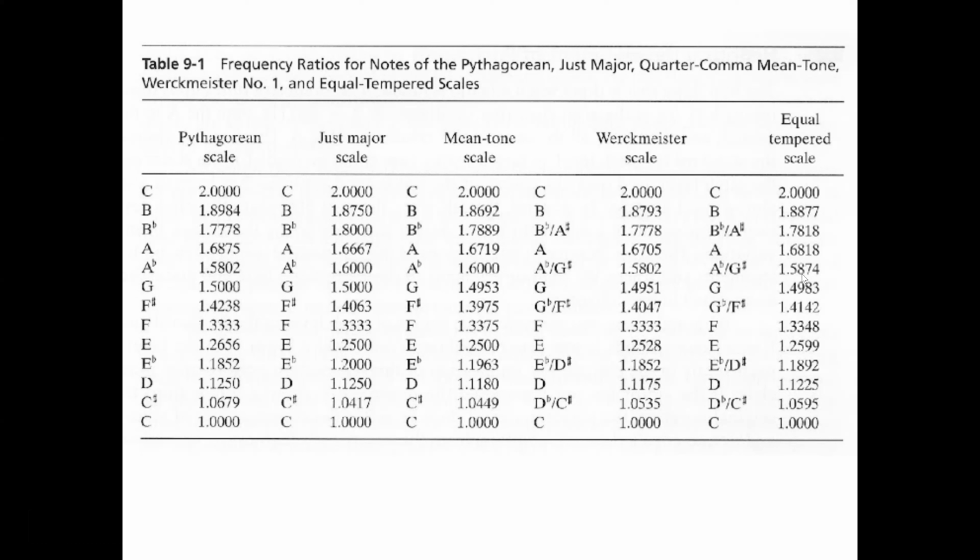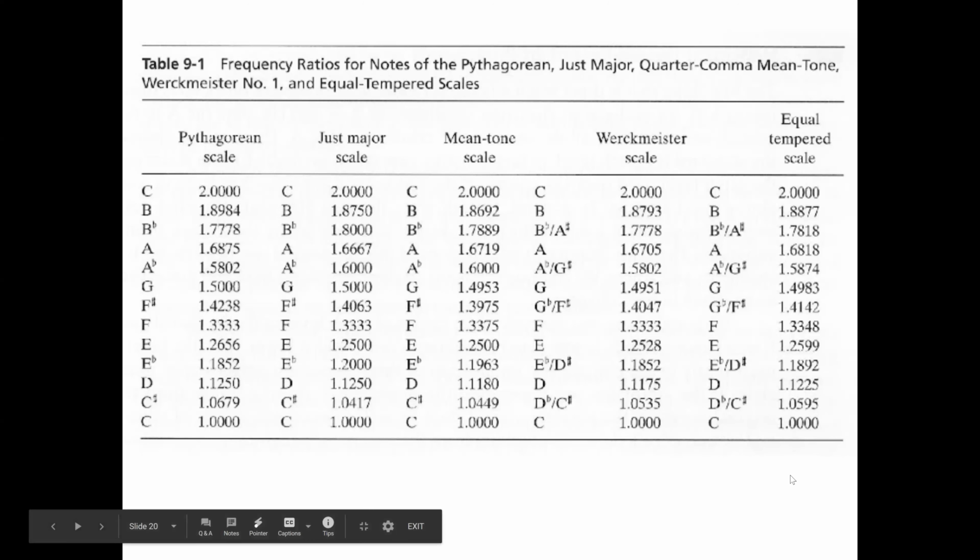Every fifth is the same. Every third is the same. Necessarily, that means it is a closed temperament. So you can have a closed unequal temperament and a closed equal temperament. You can never have an open equal temperament. That's impossible. If you have an equal temperament, it has to be closed.